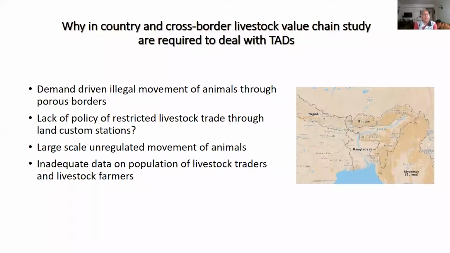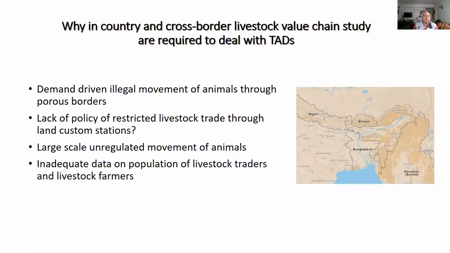For students like you, when you start joining the departments or other private sectors, you might wonder why cross-border livestock value chains are important to your country. Until we understand the demand, we won't understand why, because of the high demand, people started doing illegal movement of animals, and because of this porous border, this is happening.